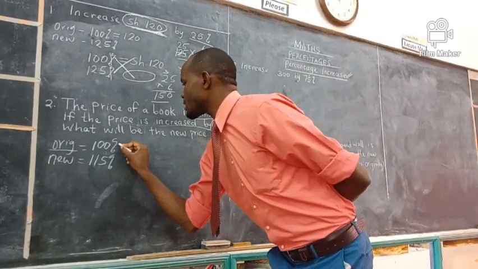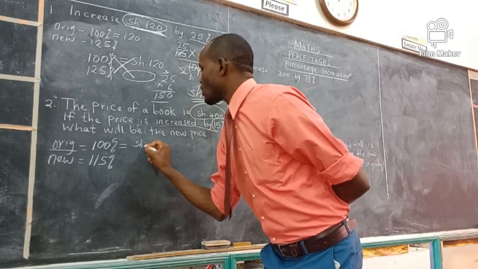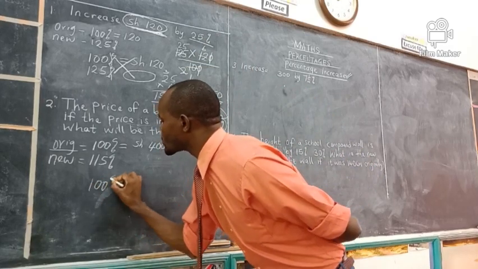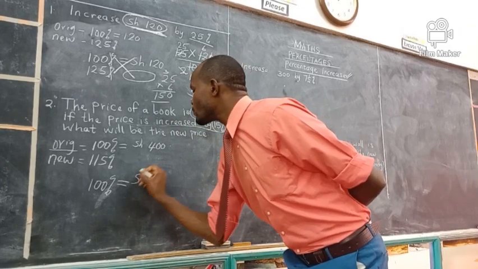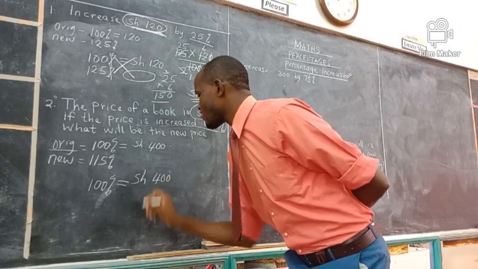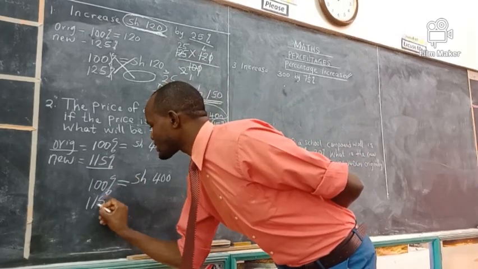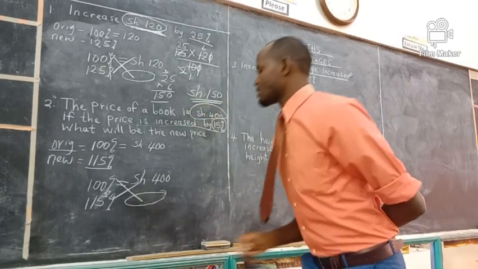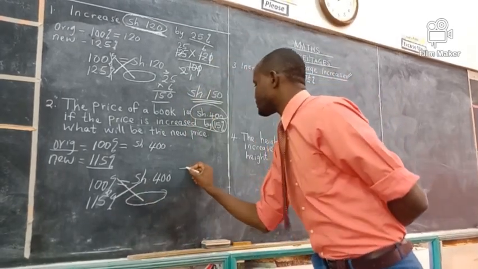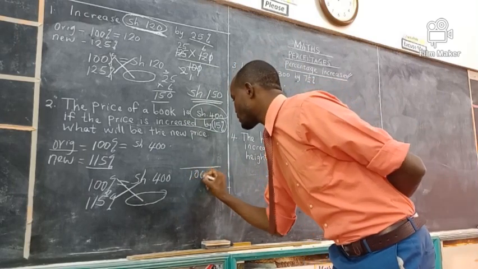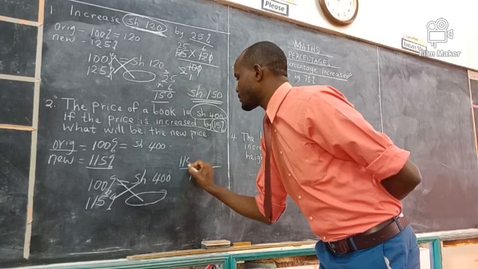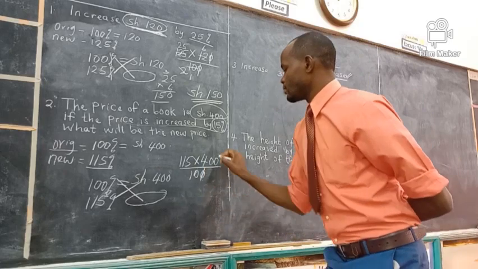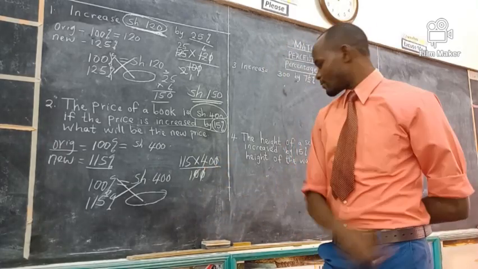This one is our original before increase, 400 shillings. So, the original 100% is equivalent to 400 shillings. So you will make this comparison: 100% is equivalent to 400 shillings. What about our new percentage, or our new price? Cross multiply. The number cross multiplied to nothing becomes our denominator. So we have 100 below. Then we have 115 times 400, cancel the zeros.